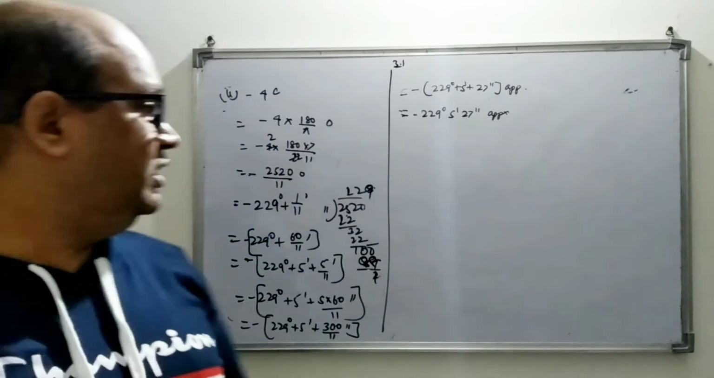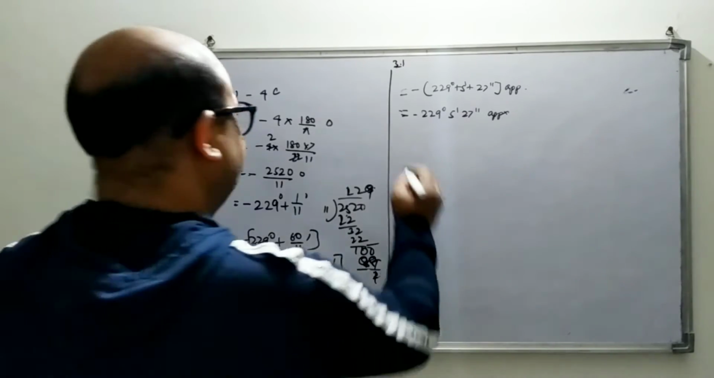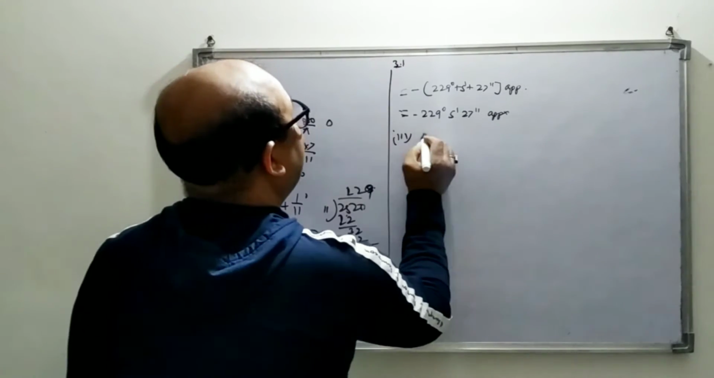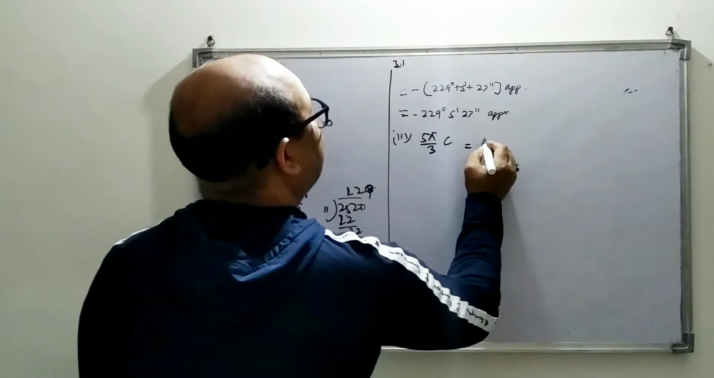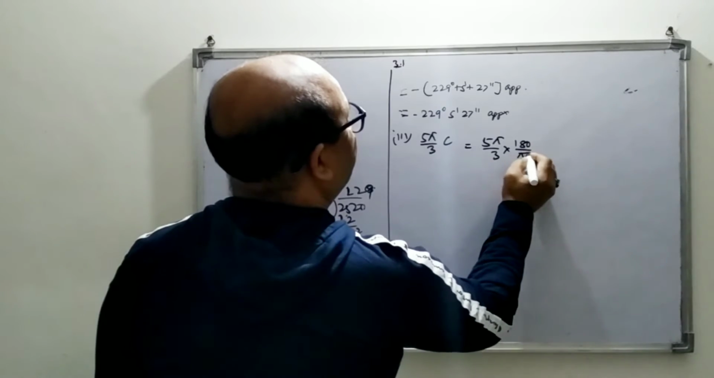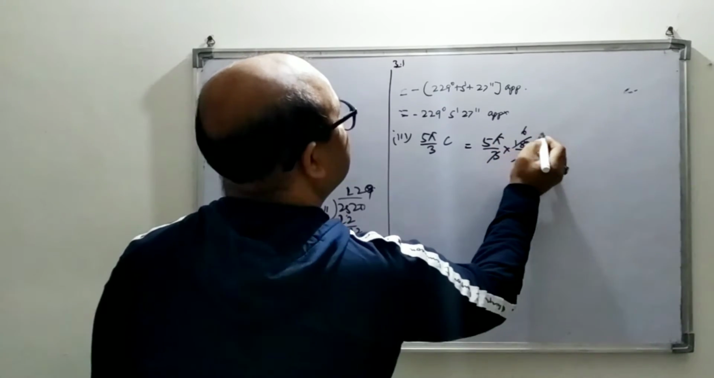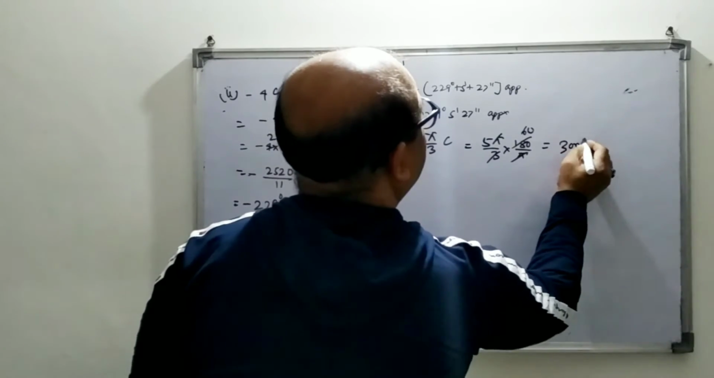Now, next is your 5 pi by 3 radian. What I told, multiply it: 5 pi by 3 into 180 by pi. Pi cancels, 6, that is 300 degree.